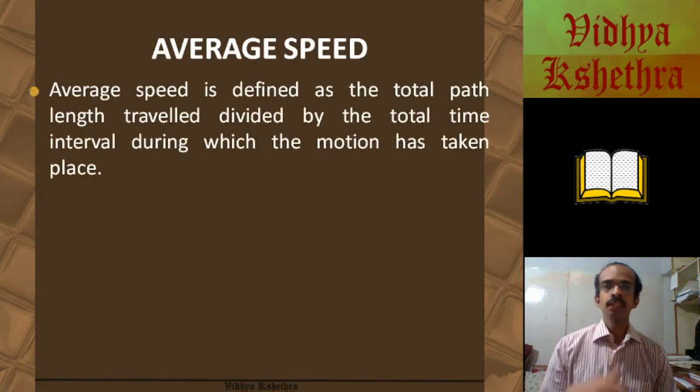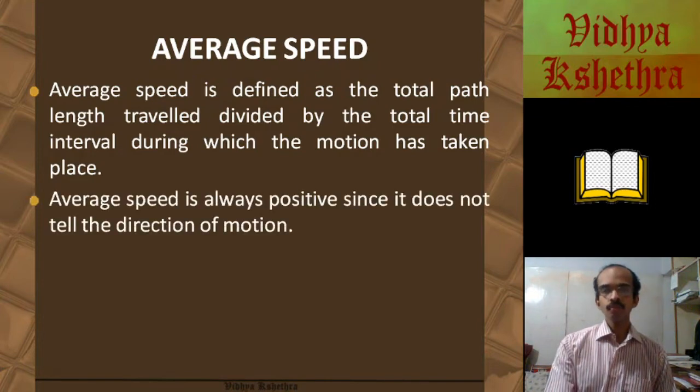Now average speed. Average speed is defined as the total path length traveled divided by the total time interval during which the motion has taken place. This is a scalar quantity, just like path length. Now, average speed is always positive, since it does not tell the direction of motion.